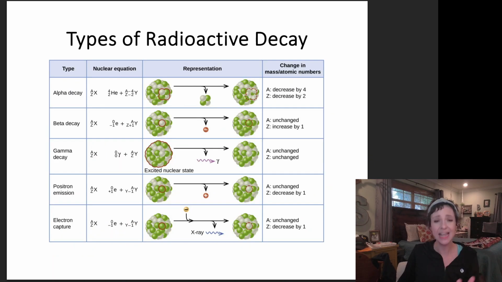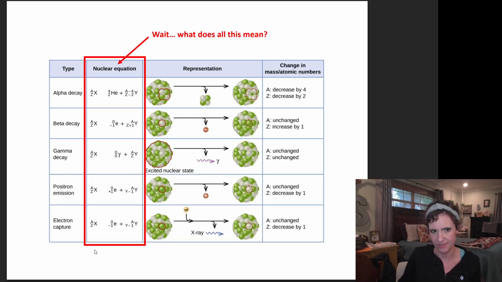So this is kind of the summary of where we're going with this. These are the main 5 types of radioactive decay. We have alpha decay, beta decay, gamma decay, positron emission, and then electron capture, okay? We're going to unpack this in a second, but I want us to focus on this business right here.